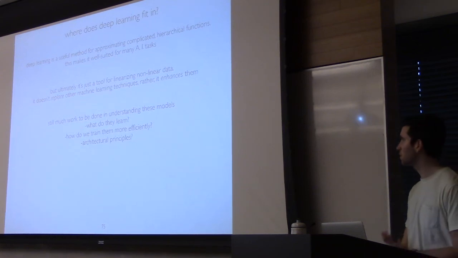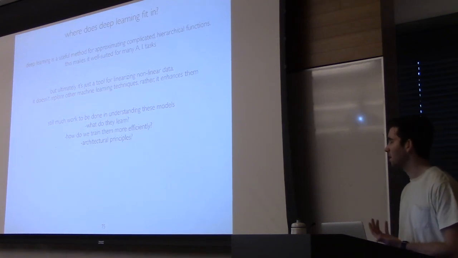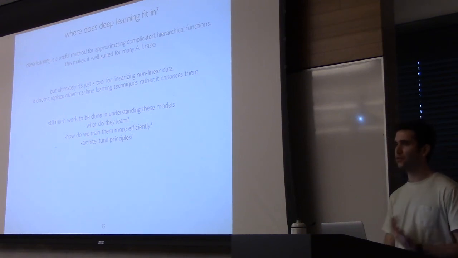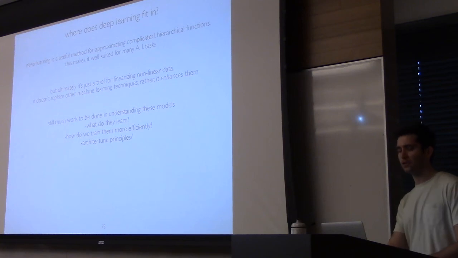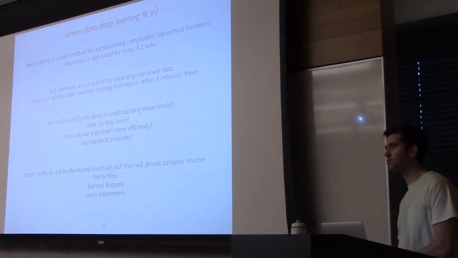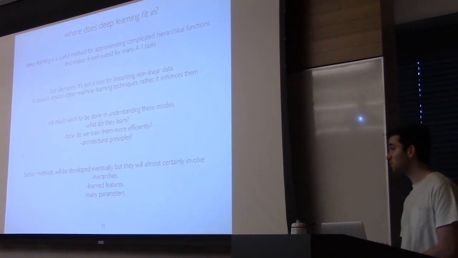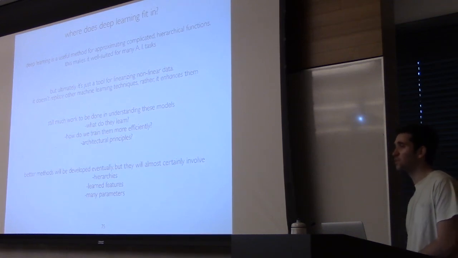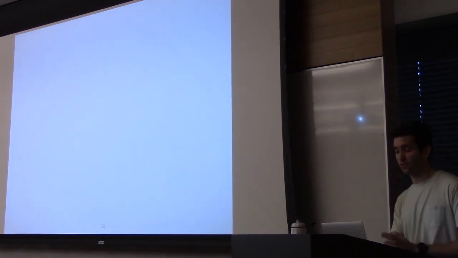We really don't know, what do they learn? How do we train them more efficiently? Or really, how to build them in the first place? We really don't have the intuition for doing these things. There's a lot more work to be done. But I assure you that any approach that eclipses deep learning and becomes the new hot thing is still going to involve some hierarchy. You're still going to have to learn these features. They're just too complicated to code by hand. And it's going to have a lot of parameters. You can't just fit simple functions to really complex data. So those things are certain.